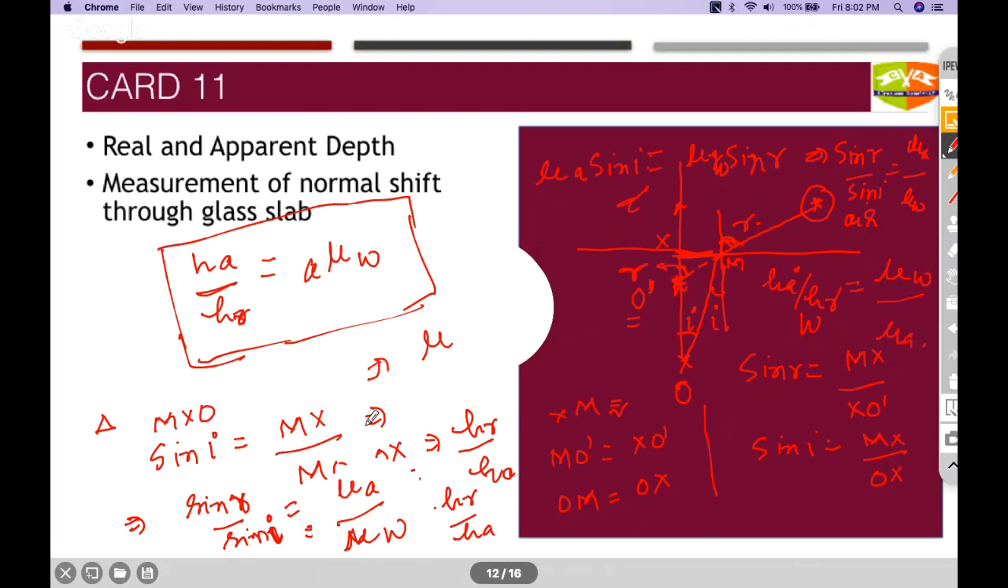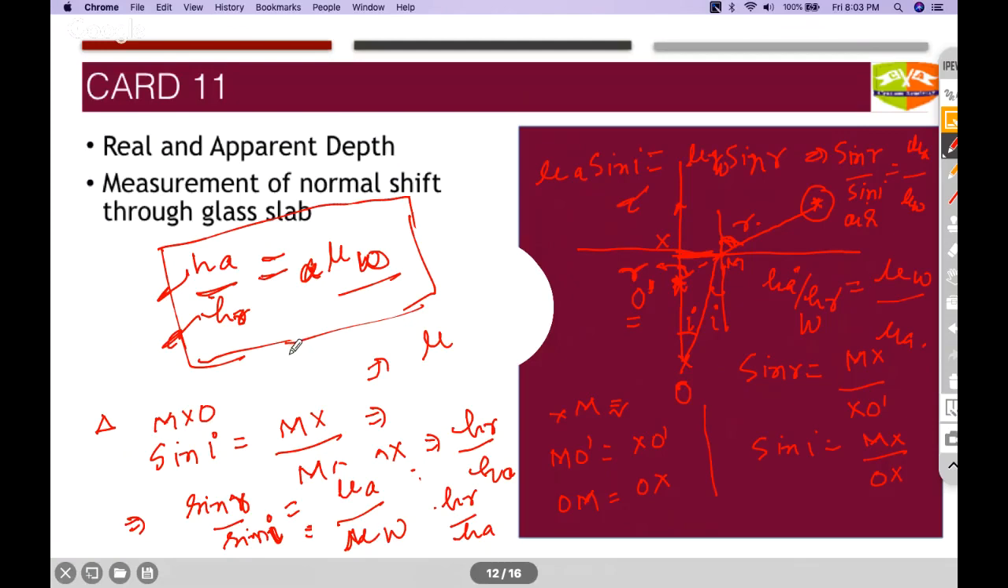So this is how you have to prove that apparent depth divided by real depth is equal to the refractive index of water or glass, whatever you are taking, with respect to air. So this is what the formula is.